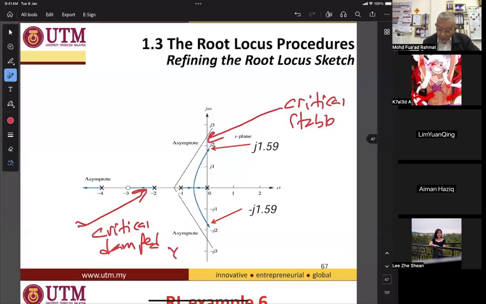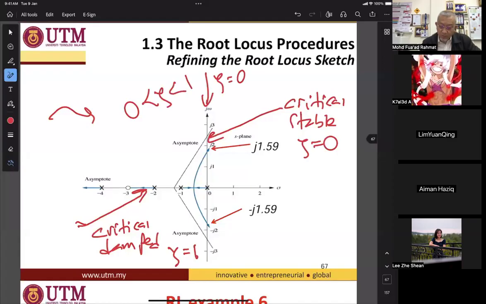Students always say it is the same. Okay, so actually it's not the same. Critical damp is when the zeta is equal to 1. Critical stable is when the zeta is equal to 0. Okay, at imaginary axis, zeta equal to 0. At this quadrant, zeta is between 0 and 1. At this real axis, zeta equal to 1. And how about here? The unstable region is zeta less than 0, which is negative damping. Okay.